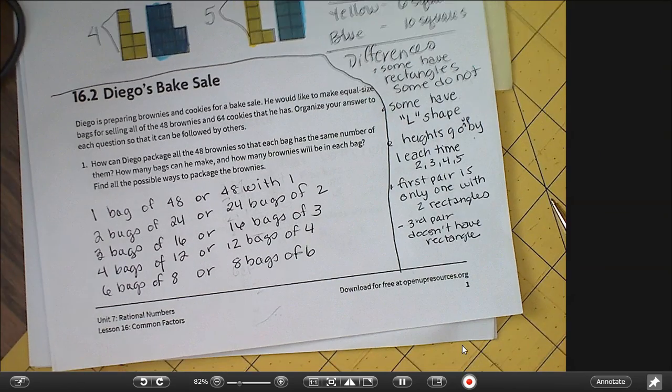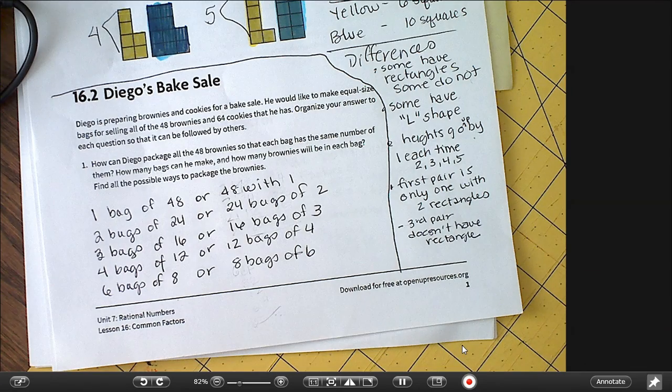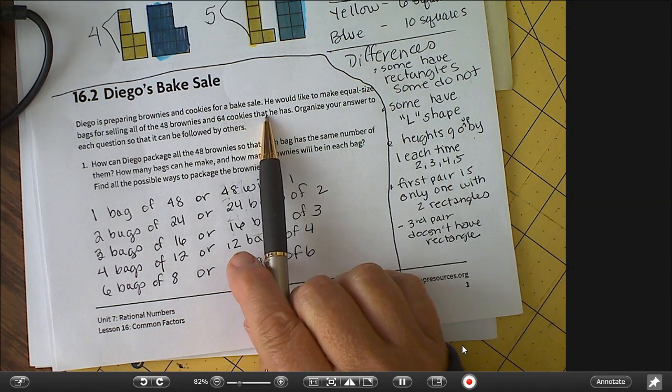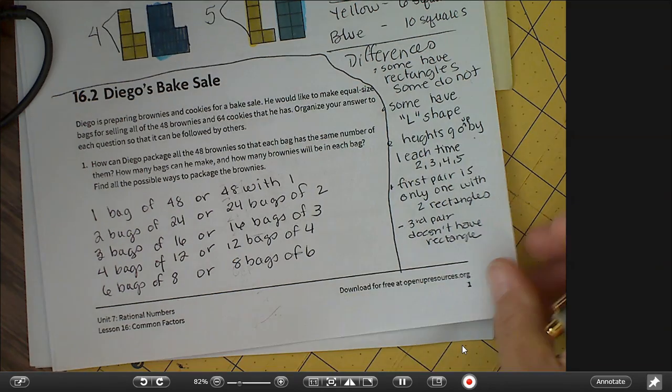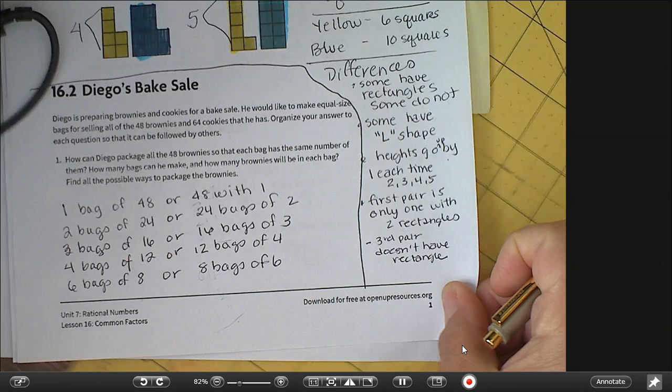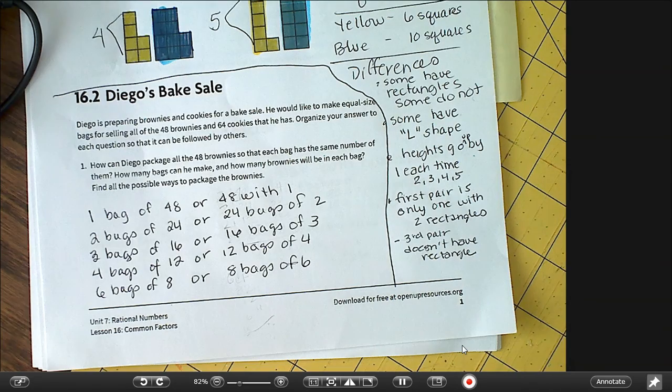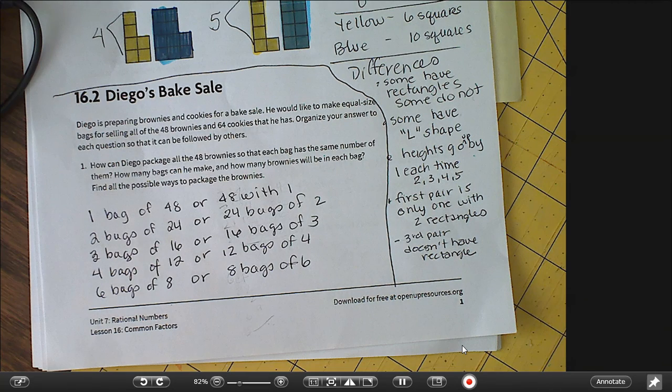All right, going down to 16.2. Diego is preparing brownies and cookies for a bake sale. He would like to make equal bags for selling all of the 48 brownies and 64 cookies that he has. Organize your answer to each question so that it can be followed by others.